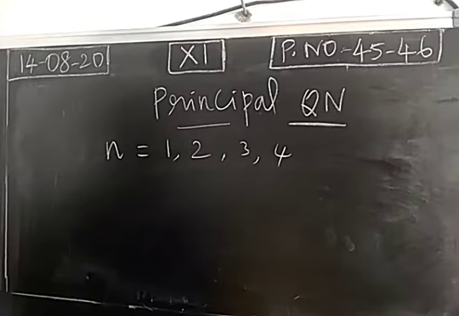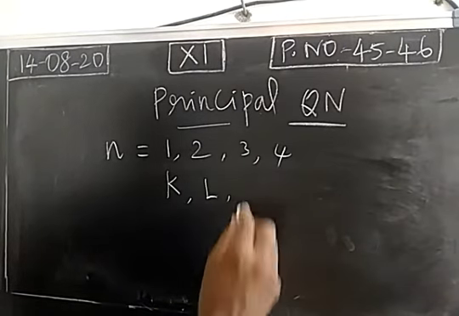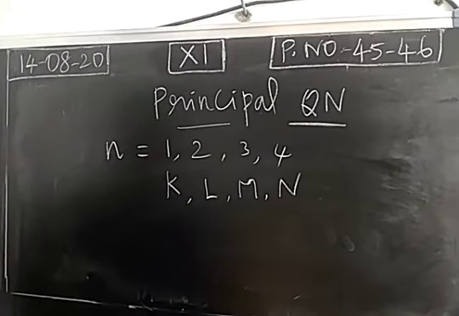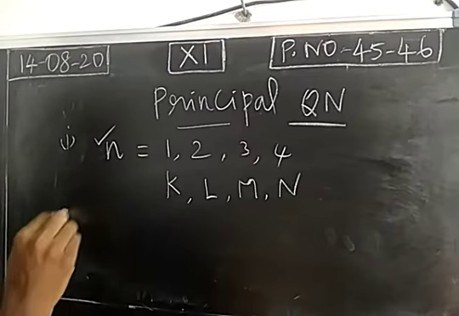Already we studied the notation for each orbit in Bohr's atomic model. First orbit or shell means K shell. Second shell is denoted by the English letter L. Third shell M. Fourth shell N. So what is the role of principal quantum number? If we know the principal quantum number for an electron, we know in which orbit or shell the electron is present. So the shell can be identified. This is point number 1.